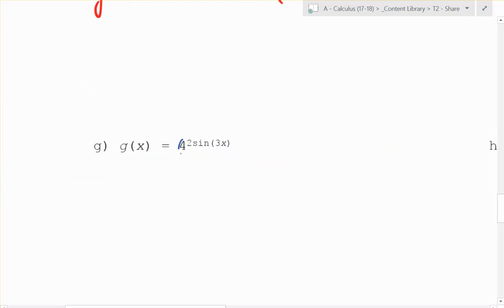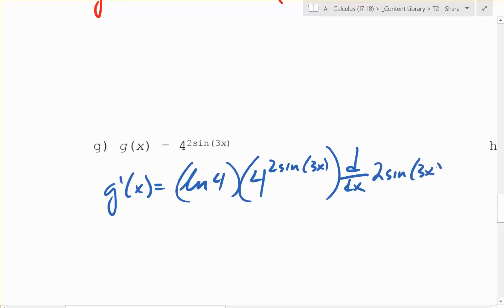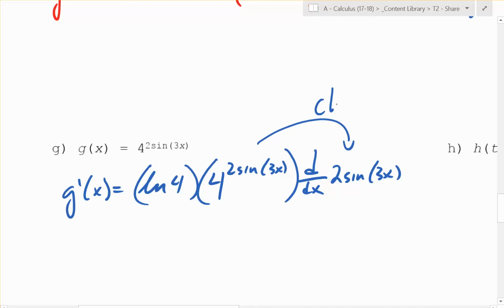So this is where we have the base being a constant. So the overall one, you're going to have to use the chain rule inside there. But first, you know it's going to be ln 4 times the derivative. So ln 4 times 4 to the 2 sine 3x. But then you have to multiply by the derivative of 2 sine 3x because of the chain rule. This is the chain rule in effect right here. So this is from the rules we had above, ln 4 times 4 to the 2 sine 3x, but now we need to multiply by the derivative here.